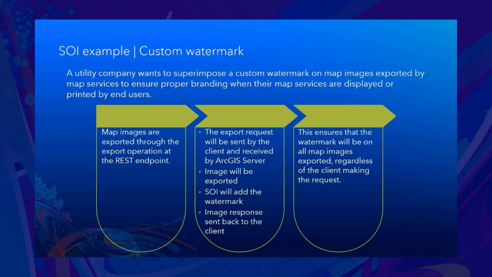Map images are exported through the export operation at the REST endpoint. With this SOI, the export request will be sent by the client and received by ArcGIS Server. The image will be exported by ArcGIS Server, and everything up until this point has been standard. What's new here is that the SOI will add the watermark to the image. This is the post-processing I had referred to earlier. The exported image with the watermark is then sent back to the client. Having this SOI ensures that the watermark will be on all map images exported, regardless of the client making the request.